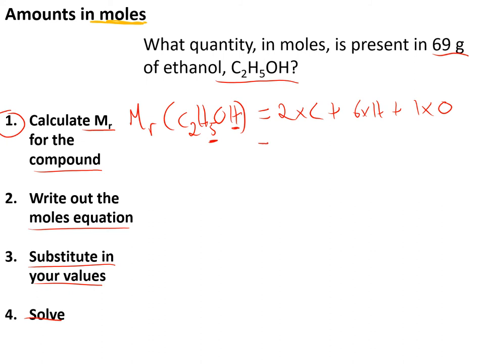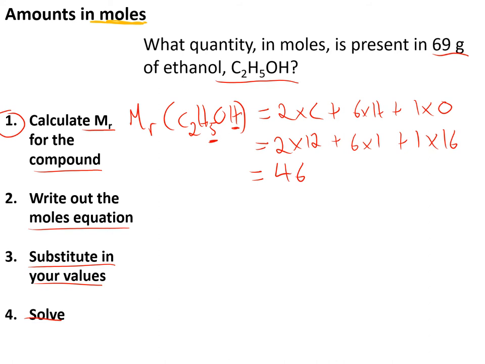Carbon has a relative mass of 12. It's not given in the question here, but we can find it from the periodic table. So we're going to say 2 times 12 plus hydrogen has a mass of 1, so 6 times 1. And oxygen has a mass of 16, so 1 times 16. And that comes to 46 in total.